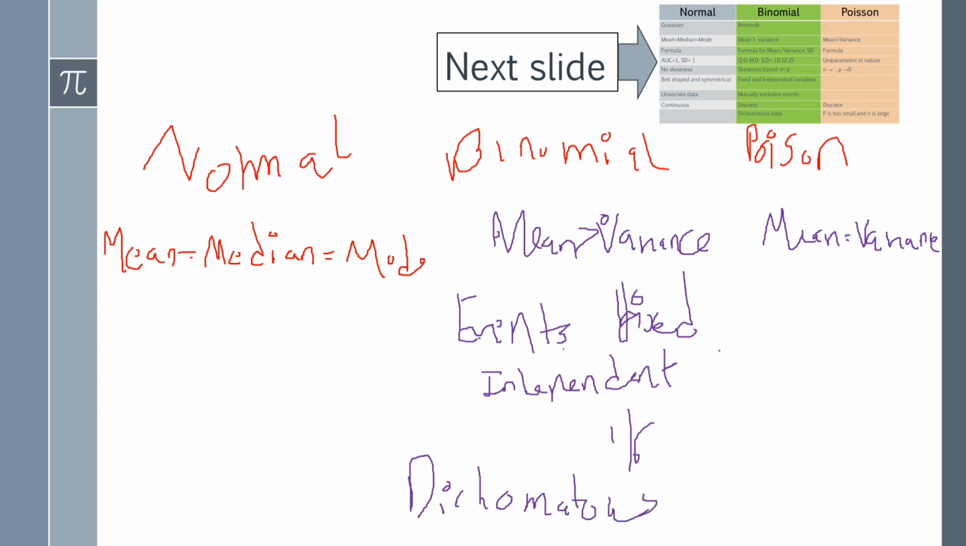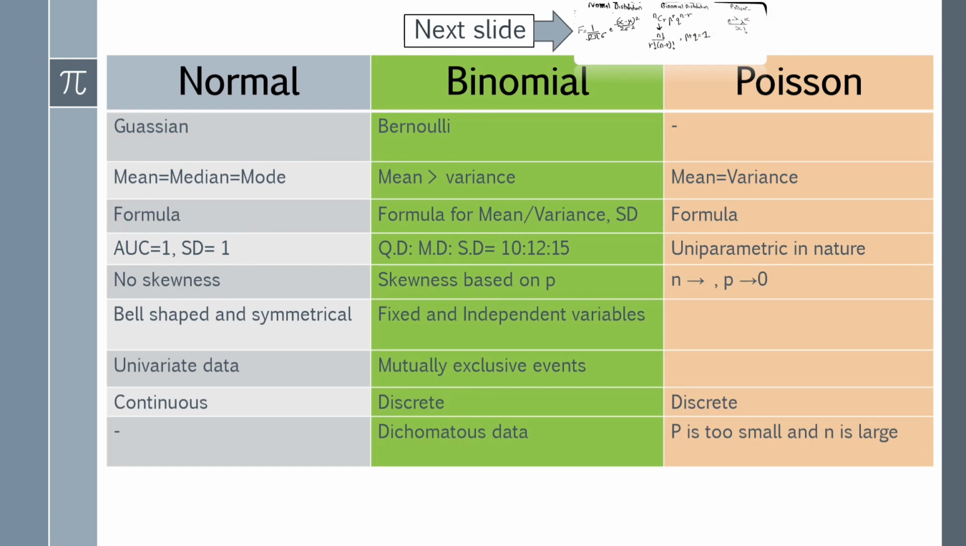Now let's quickly see this on a particular slide, the difference between the three. The first point here says that the normal distribution is also called the Gaussian distribution curve or the bell-shaped distribution curve. The binomial is called the Bernoulli's distribution curve, and Poisson doesn't have a synonymous name. In normal distribution curve, the mean, median, and mode, all of them are equal. In binomial, mean is slightly greater than the variance, and in Poisson, mean is equal to variance.